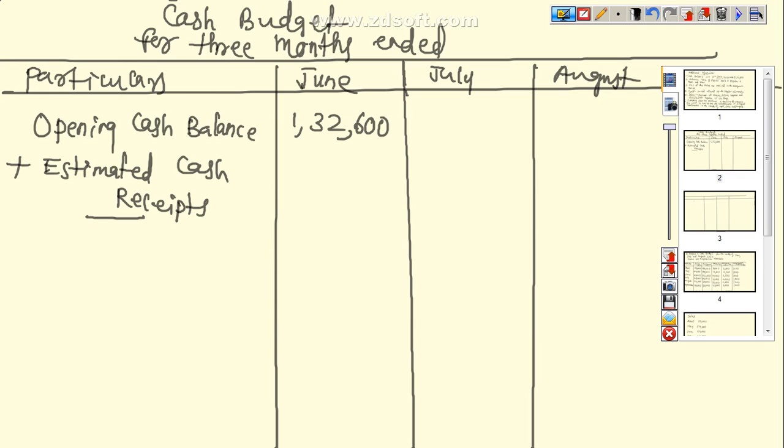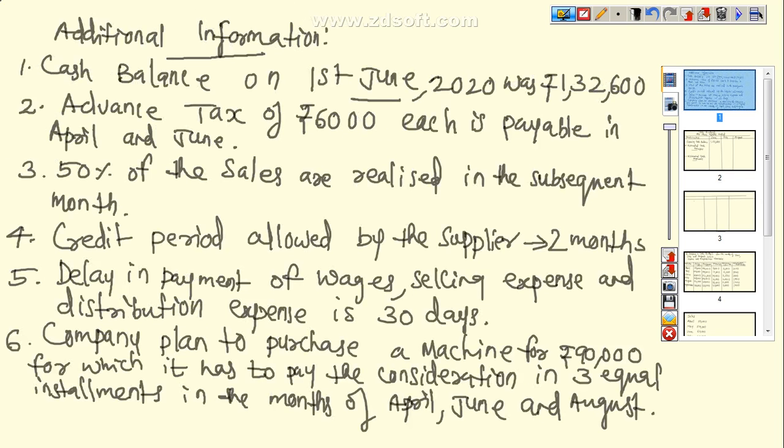Estimated cash receipt means it may be sale, credit sale or cash sale, it may be any income we are getting, that comes under estimated cash receipt, and we have to deduct estimated cash payment. Estimated cash payment means it may be payment of wages, payment of any type of overheads, purchases, tax payment, all come under estimated cash payment. So one by one we have to look into it.